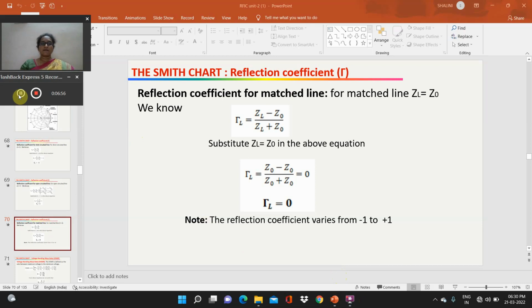Substitute ZL is equal to Z0 in the above equation. Gamma L is equal to (Z0 minus Z0) by (Z0 plus Z0), which is equal to 0. Note the reflection coefficient varies from minus 1 to plus 1.